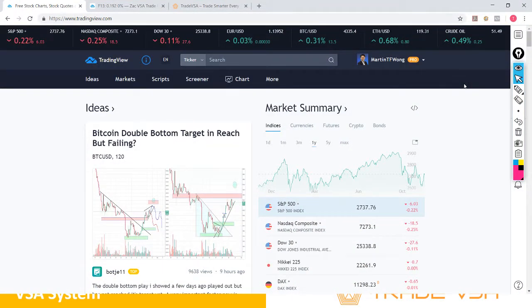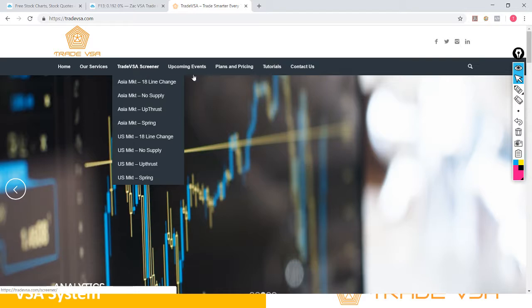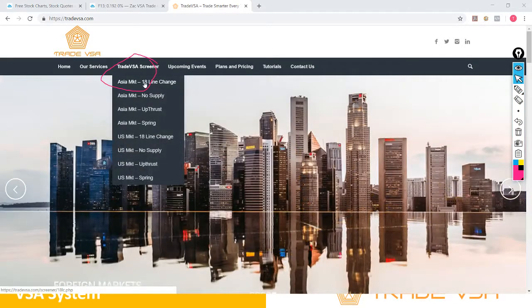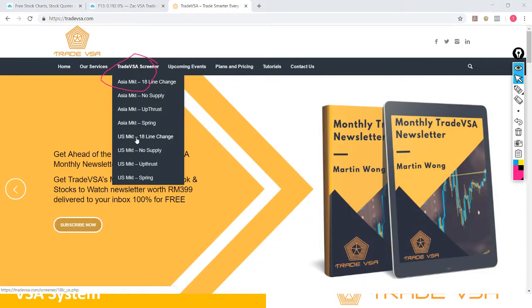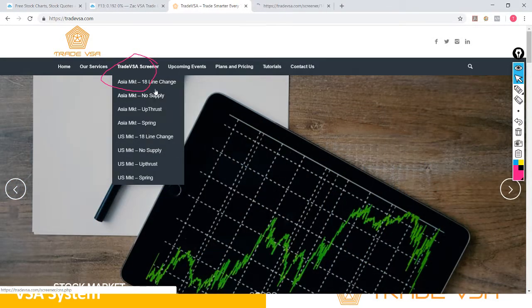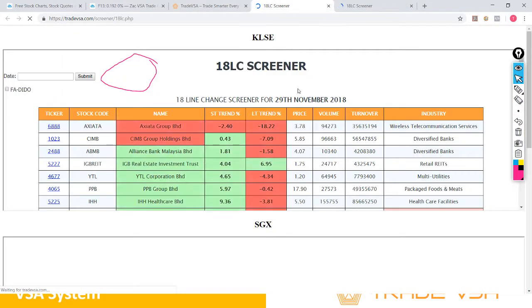Probably I'll just show our TradeVSA.com. You can visit our website TradeVSA.com, go to the screener tab, then the TradeVSA screener tab. Point your mouse and you can go to the Asian market, which refers to KSE, Singapore, Hong Kong, and the US market, which refers to NASDAQ and NYSE. If you are looking for line change for KSE, Singapore, or Hong Kong, just click on the Asian market tab or the US market tab for NYSE and NASDAQ.